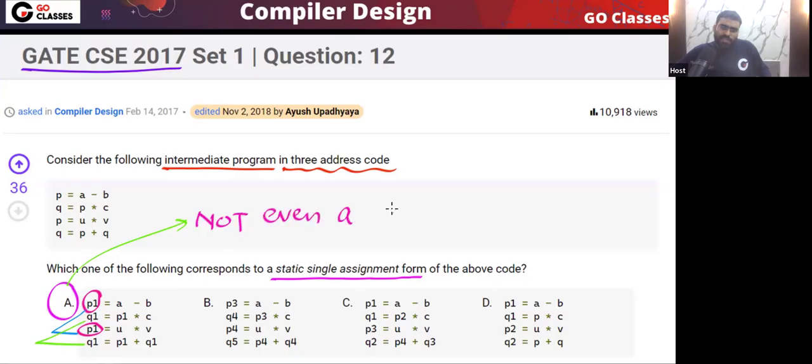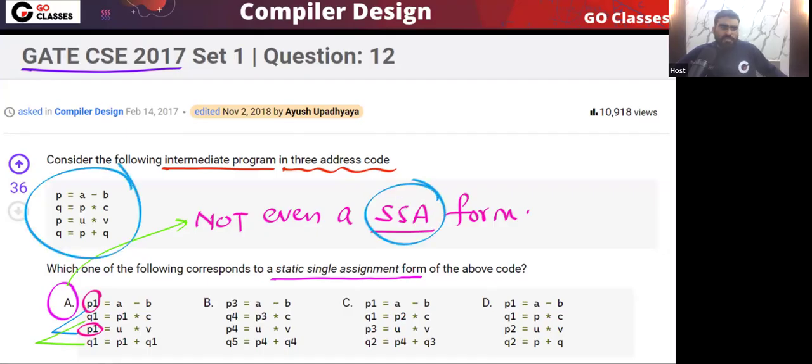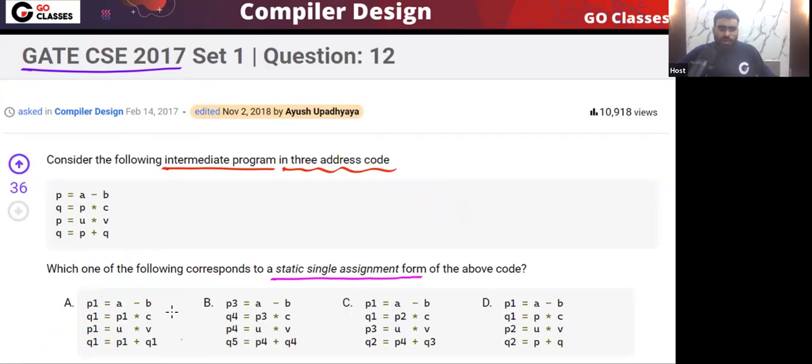This is not an SSA form, because SSA means static single assignment, which means every variable in the program text is assigned only once. Option A is not even SSA form because you are assigning P1 more than once. So this is wrong. What about option B?